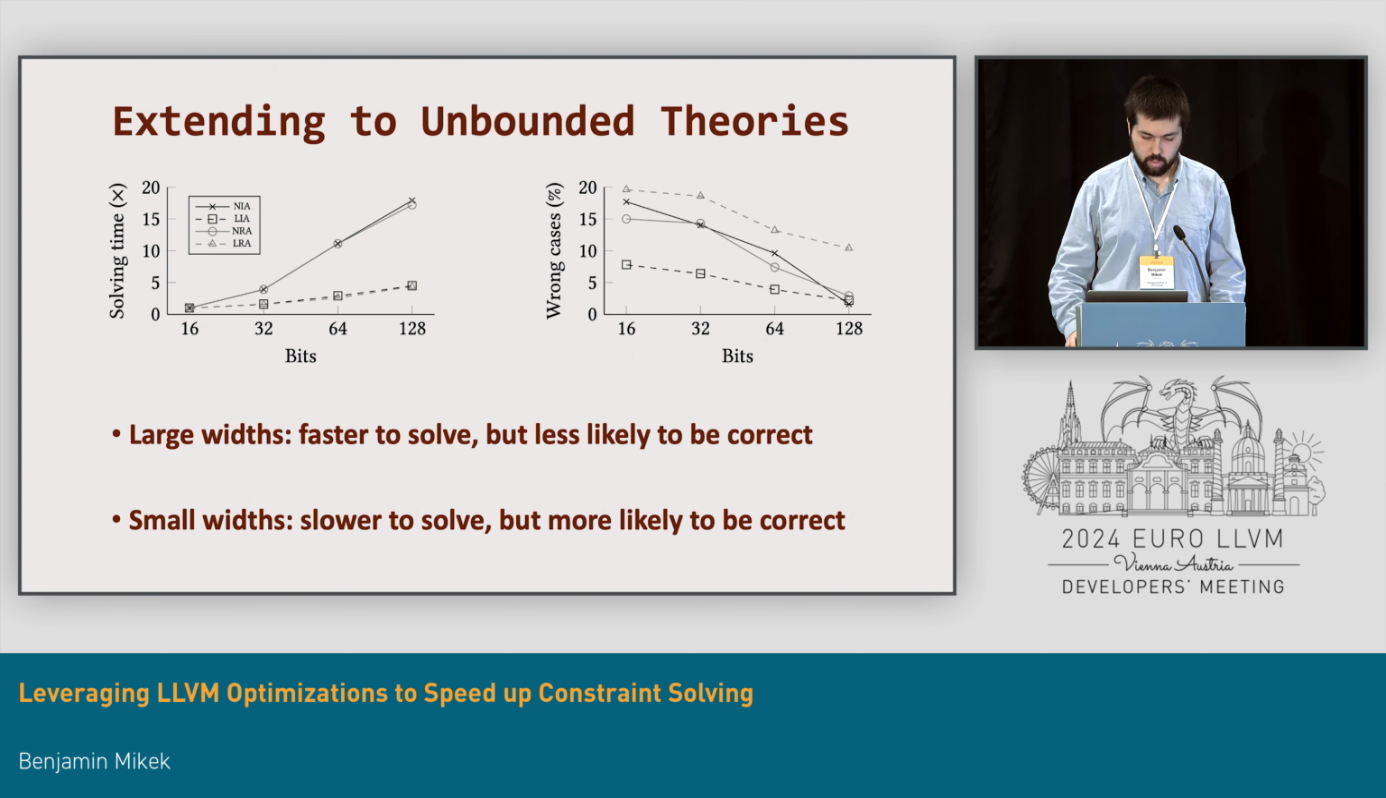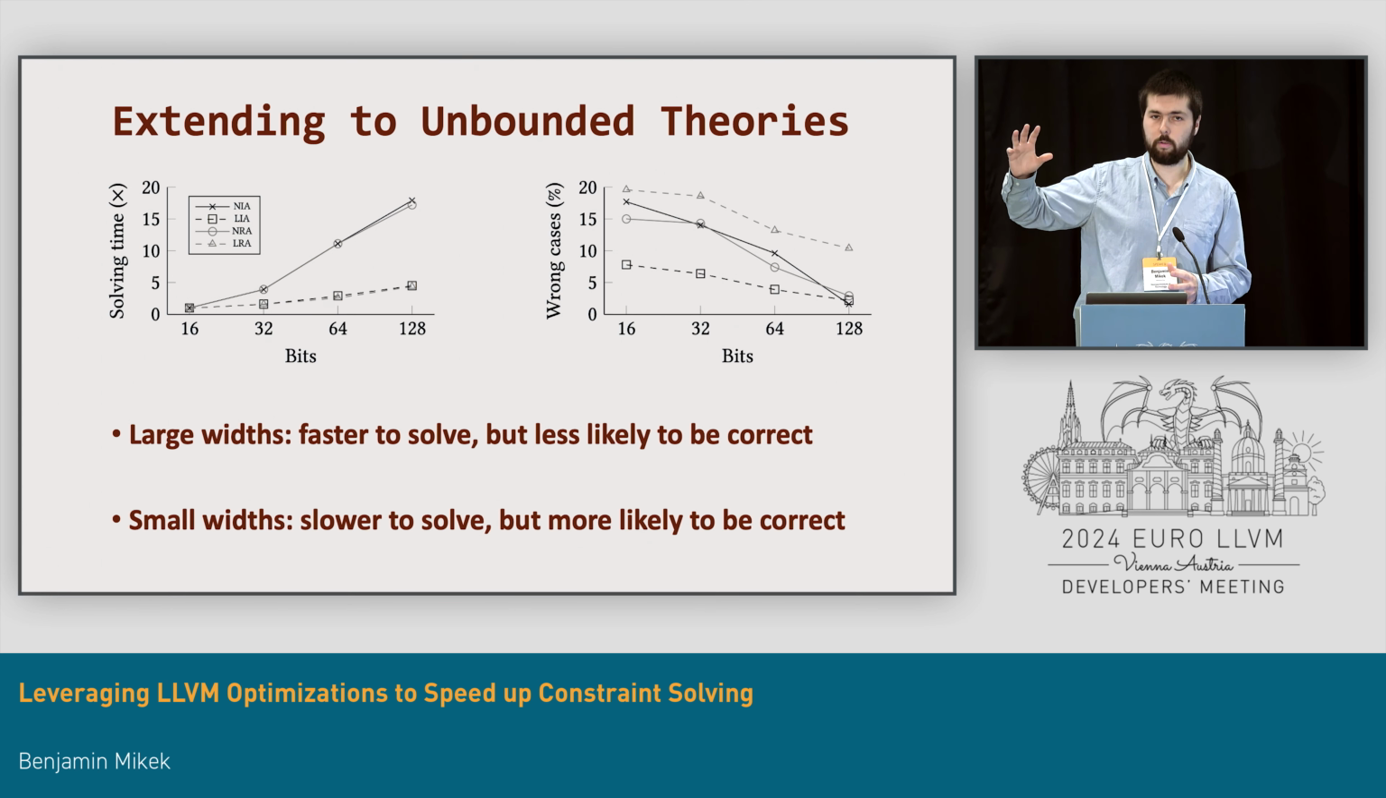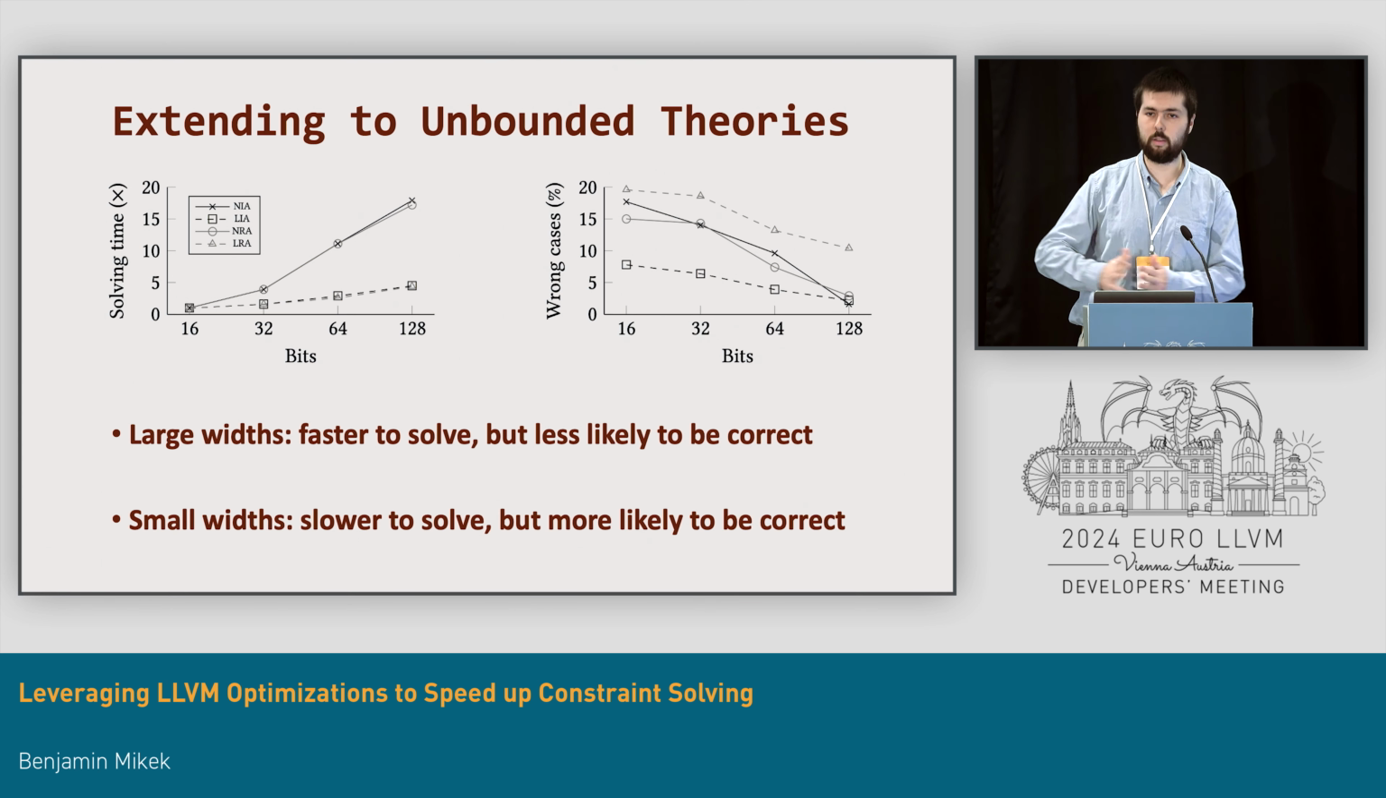And so there's a trade-off in picking that width. If we pick a bigger width, the solving is slower, but we're more likely to pick a width that's wide enough to represent the value, right? And if we pick a smaller width, then we're less likely to be right. So it's more likely that the width isn't big enough to represent the computation, but it's faster to solve. And that's what's shown in these two figures.